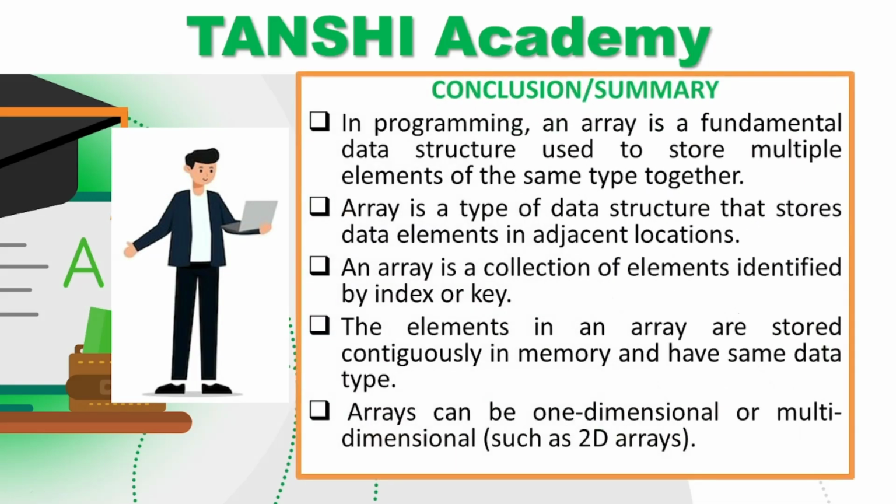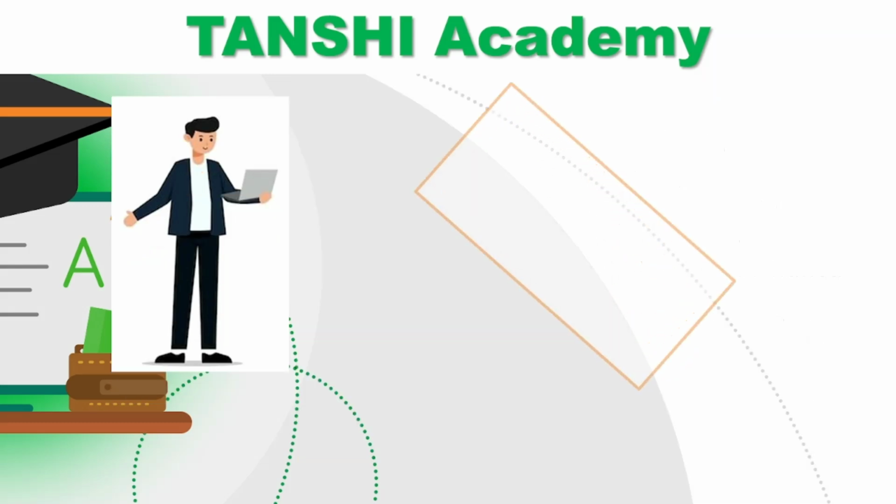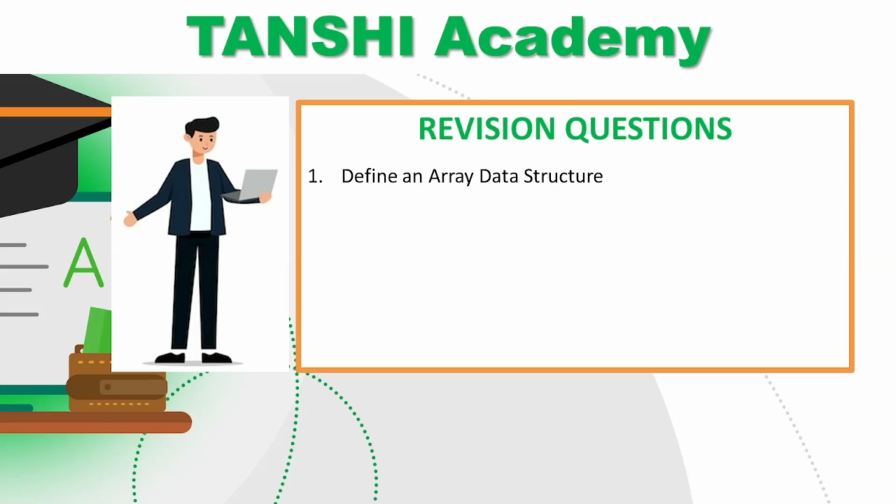Also, in programming, an array is a fundamental data structure used to store multiple elements of the same type. An array is a type of data structure that stores data elements in adjacent locations. An array is a collection of elements identified by index or the key. The elements in an array are stored contiguously in memory and have the same data type. Arrays can be one-dimensional or multi-dimensional. So, my dear students, in this lesson, we have seen what an array is as a linear data structure.